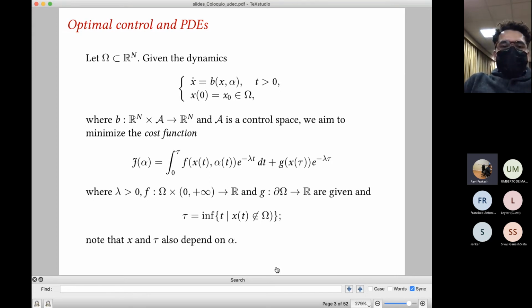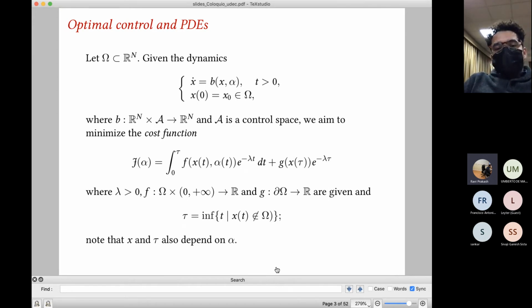So consider a dynamical system given by an ODE, a first order system where x dot denotes the time derivative, and it is equal to a certain drift, which depends on the state and also on a given control alpha, subject to an initial condition, which is a point in a bounded domain in Rn. So the function b is our drift. Alpha is a control, something we can choose to influence the system, and it's taken in a given control space, which is generally some compact metric space.